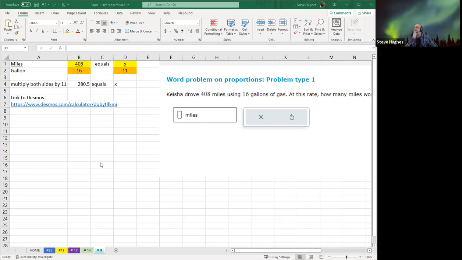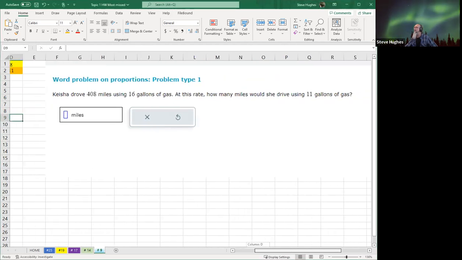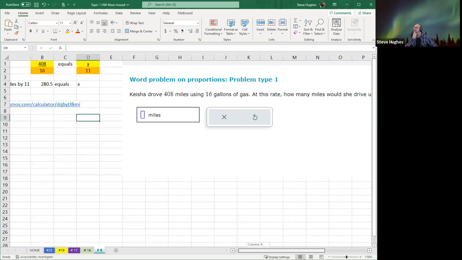The first question I'm going to take a look at with you guys is a word problem. It says that Keisha drove 408 miles using 16 gallons of gas. At this rate, how many miles would she drive using 11 gallons of gas?